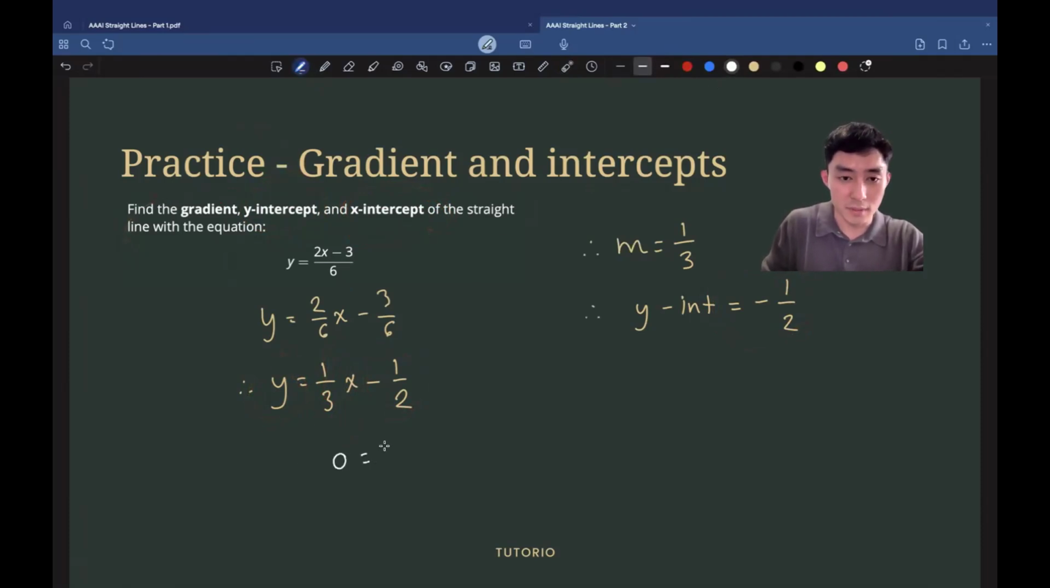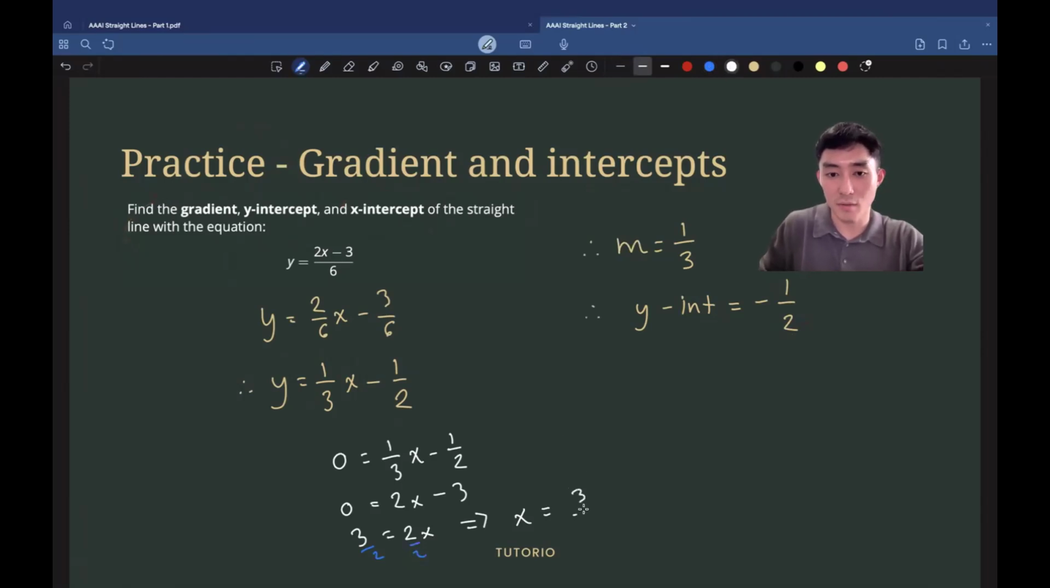So 0 equals 1 over 3 x minus half. Then we can multiply by 6 in order to clear it. So 0 equals 2x minus 3. So 3 equals 2x. And then we can simplify by dividing by 2 over 2. So x is equal to 3 over 2. So that's our x-intercept. X-intercept equals 3 over 2. So this is what we have for the answers.